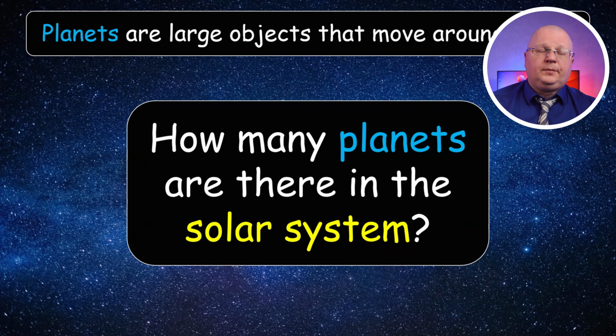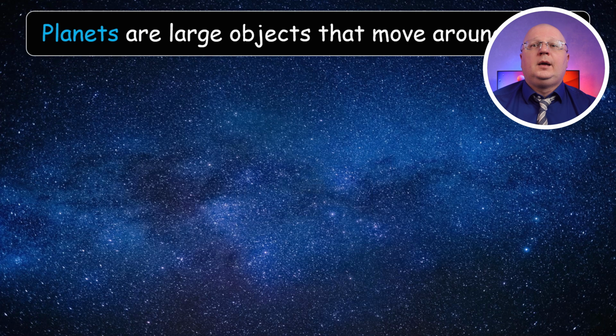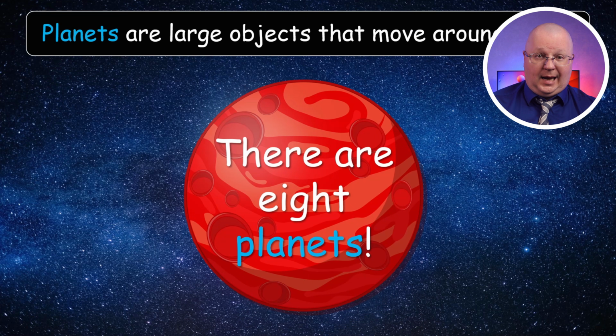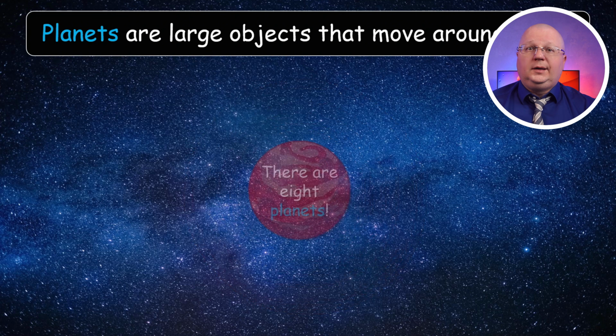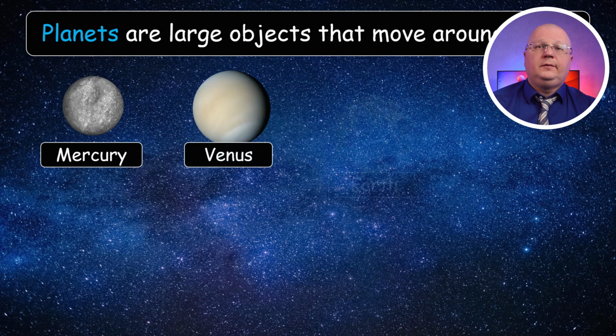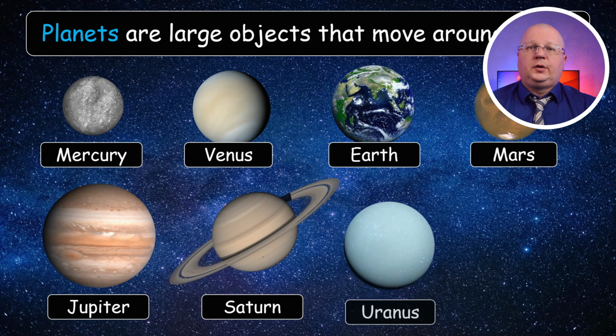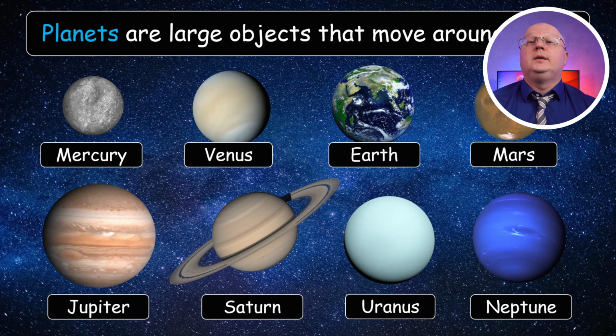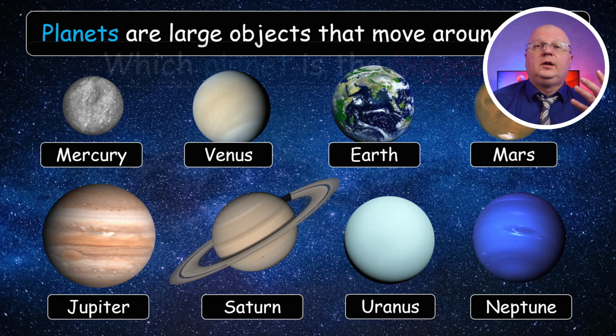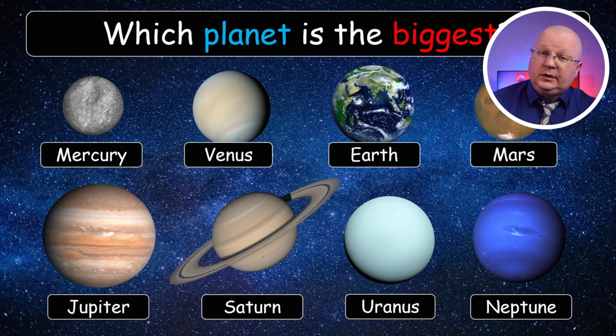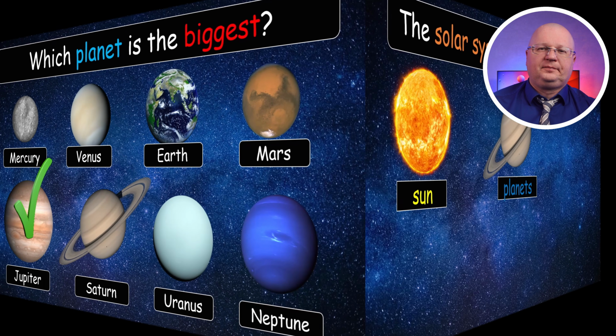Ask your students, how many planets are in the solar system? They'll give you their answers, and you can then tell them that there are 8 planets. Go through the list with them. Mercury, Venus, Earth, Mars, Jupiter, Saturn, Uranus, and Neptune. Ask, which planet is the biggest? Hopefully they'll say Jupiter. Well done.